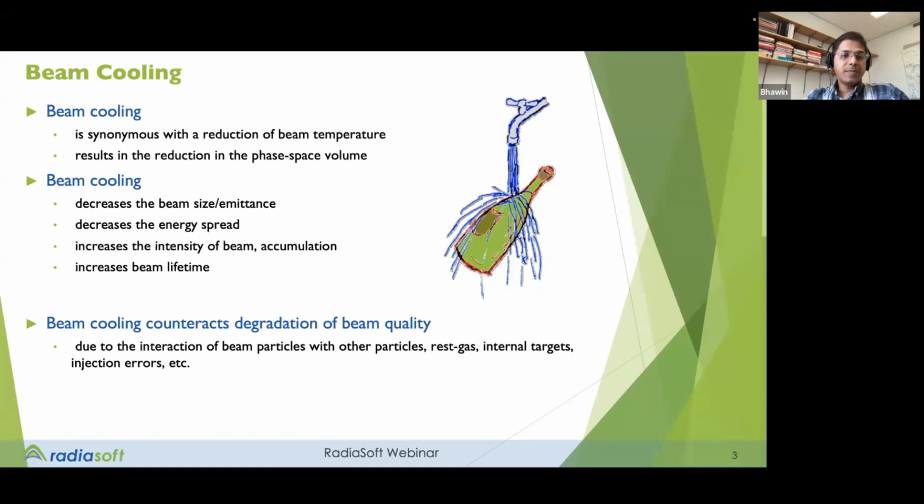During the injection of beam in a storage ring, there are many factors that increase the beam size. For example, interaction of beam particles within a bunch itself, which we call intrabeam scattering. Also, those particles interact with the rest gas and some internal targets, and there is also some injection error, which eventually increases the beam size and the beam emittance. The goal of beam cooling is just to counteract the degradation of beam quality due to these factors and to lower or control the beam size or emittance, which eventually helps to enhance the luminosity in a collider.